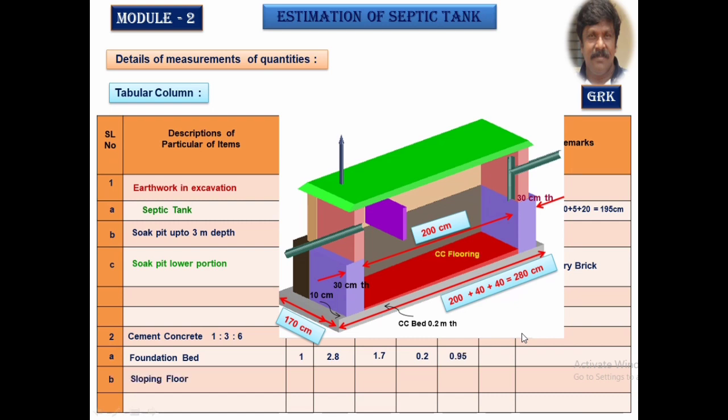Now, coming to the floor concrete, I said it is 0 at one end and 10 centimeter at the other end. We will find out the average thickness of that. The length of this is 200 centimeter. You can observe that the length of the concrete bed is 200 centimeter.